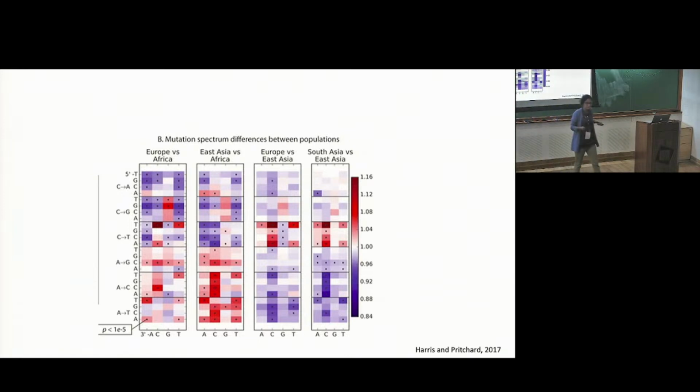South Asia versus East Asia. Yeah. So it's more whitish as compared to Europe versus Africa. Is that right? By more whitish, you mean we have fewer differences. Yeah, we do seem to see fewer differences. The strongest signatures are here, that red block there, yeah.